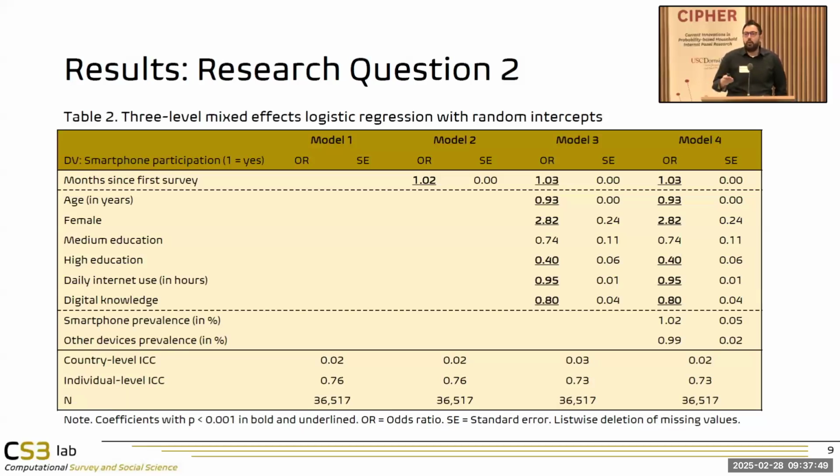In contrast, young respondents, I have to look over there, sorry, bad eyes. So we can also see age has a negative effect on smartphone participation. The same applies to higher education, daily internet use in hours, and the digital knowledge variable, which also indicates a decreasing effect. I will come to that later, so it might sound weird that people with higher digital knowledge are less likely to participate through a smartphone.